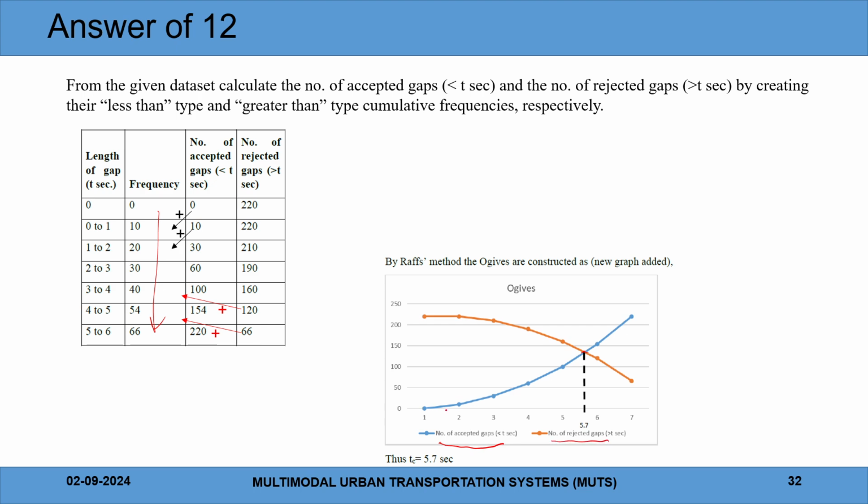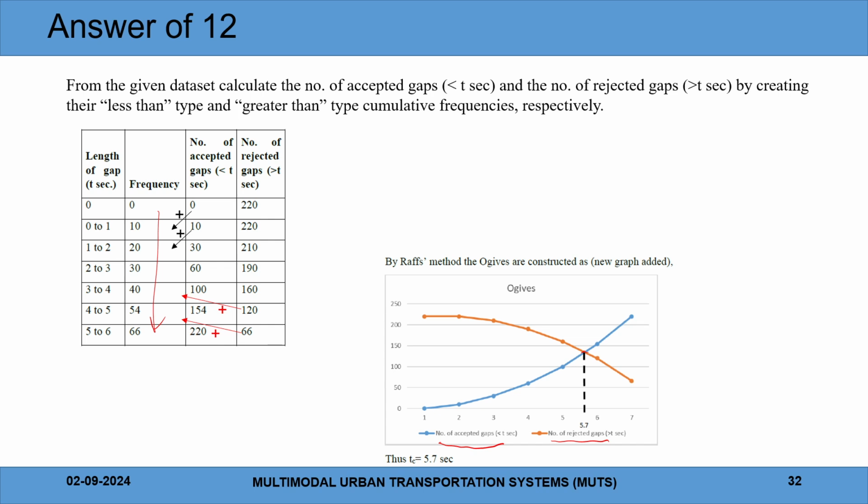So these accepted gaps are increasing and the rejected gaps are decreasing. Suppose a person has to cross a particular road. If vehicles are continuously flowing, with only a 2 second or 1 second gap between every vehicle, then it might be difficult for him or her to cross that road. So he may not cross that road. In that case, they are rejecting that gap.